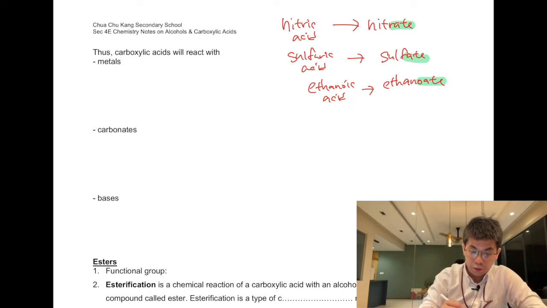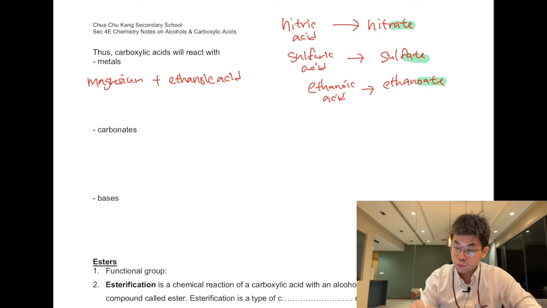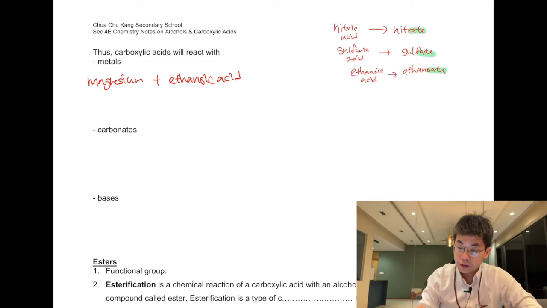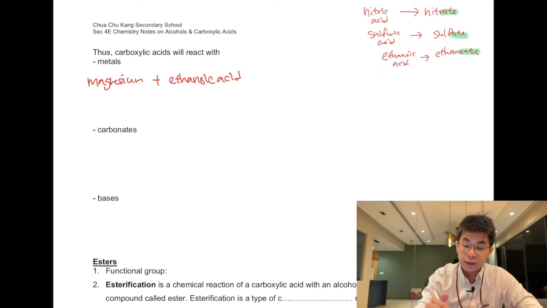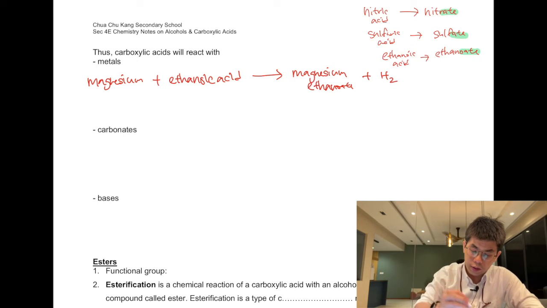Let's give an example, maybe magnesium. Remember the big Mac, MAC, so magnesium plus, let's say, ethanoic acid. Metal plus acid gives me salt and hydrogen. So the salt would therefore be magnesium ethanoate, plus H2. So let's write the chemical formula.